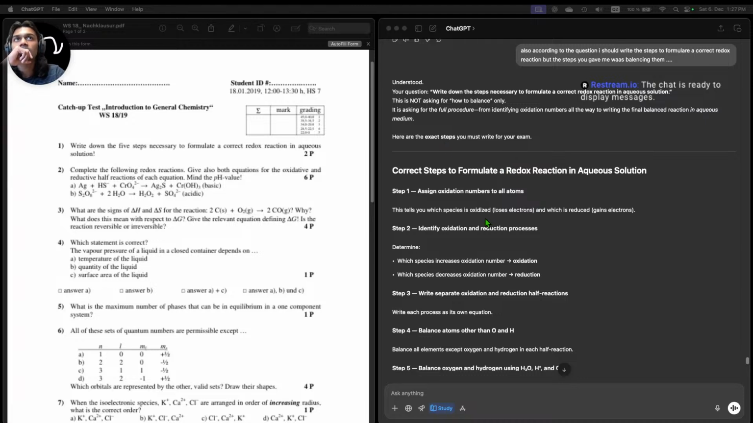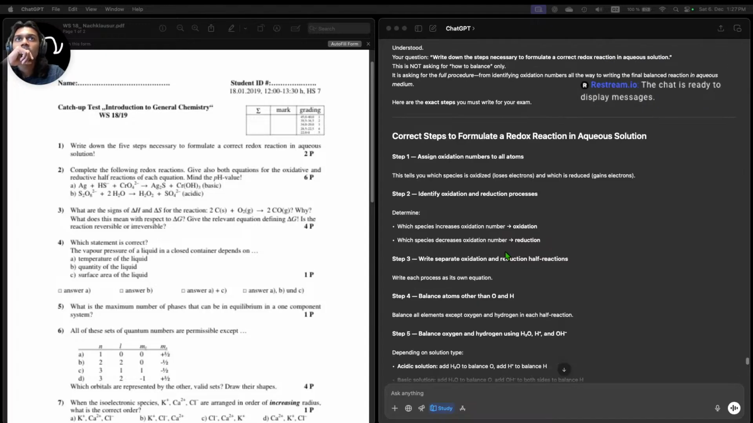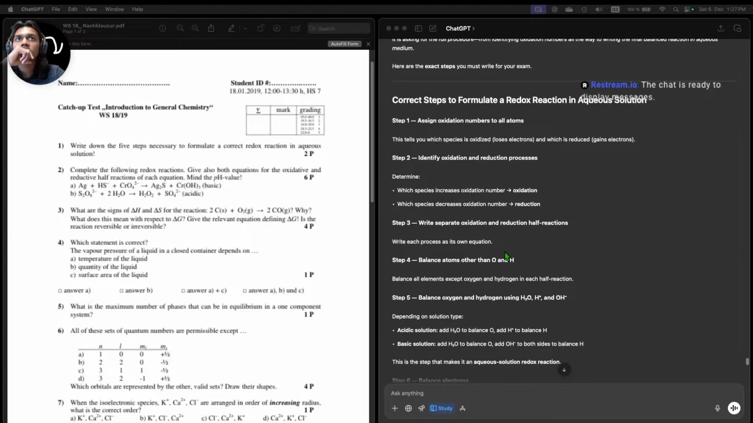Assign the oxidation numbers to all the atoms. Identify the oxidation and reduction processes. Write separate oxidation and reduction half reactions. Balance atoms other than O.